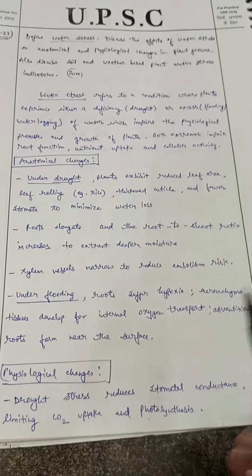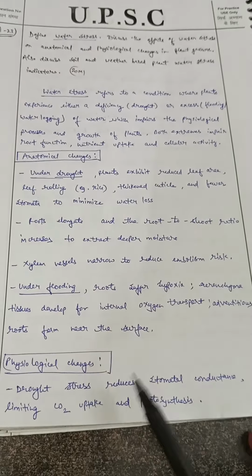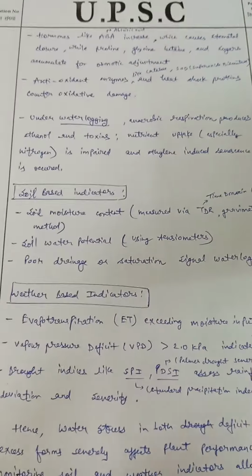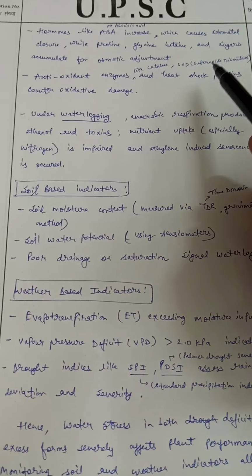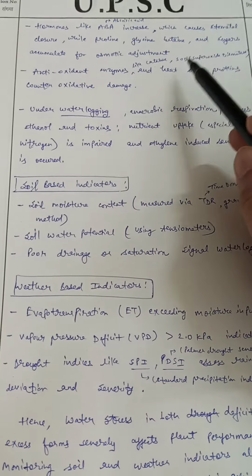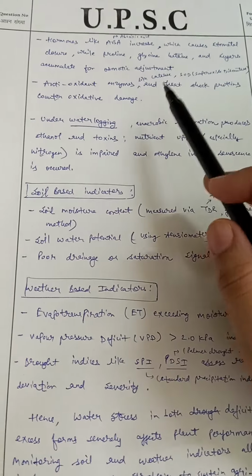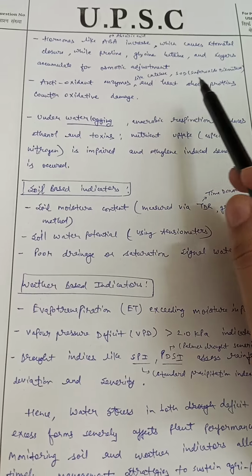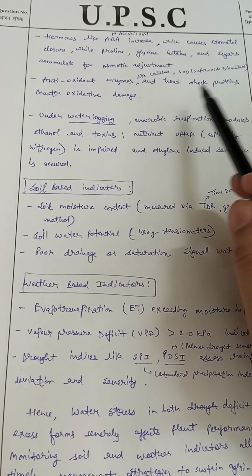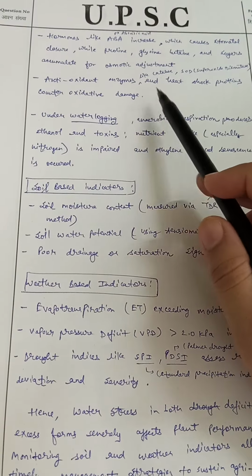Now what are the physiological changes that occur during water stress? Drought stress reduces the stomatal conductance, limiting carbon dioxide uptake and photosynthesis. Hormones like abscisic acid increase, which causes stomatal closure, while proline, glycine betaine and sugars accumulate for osmotic adjustment. Antioxidant enzymes like catalase, superoxide dismutase and heat shock proteins counter the oxidative damage.